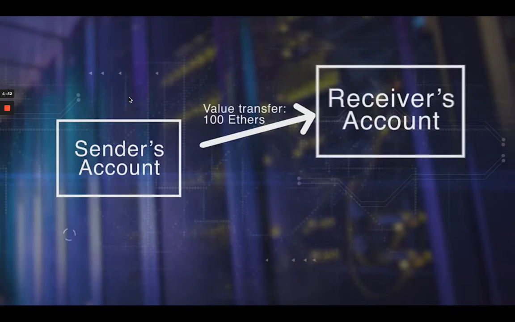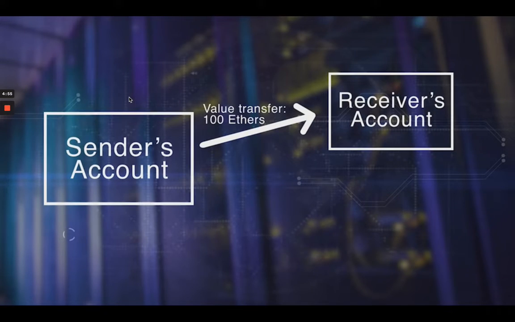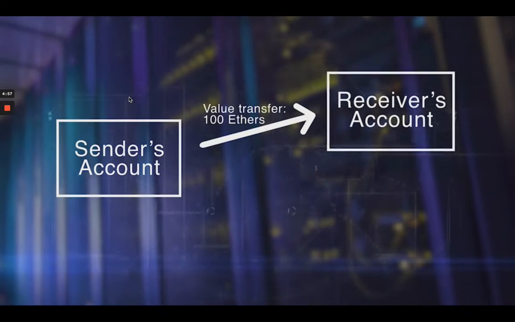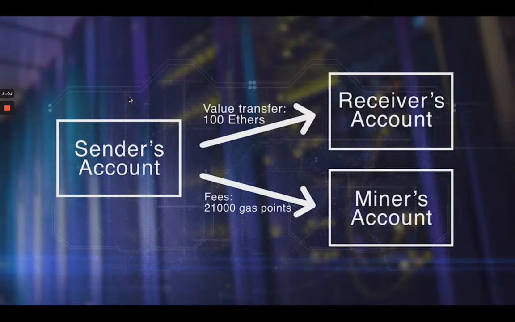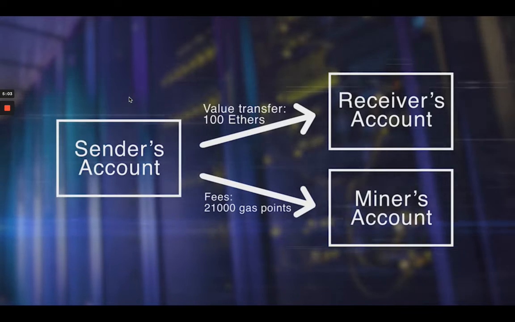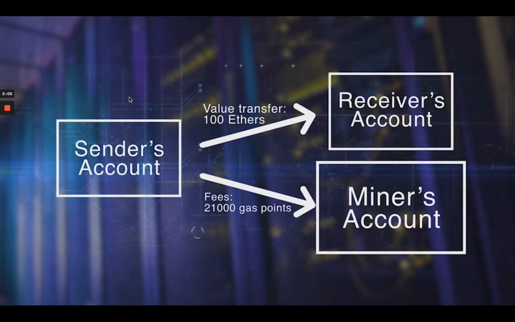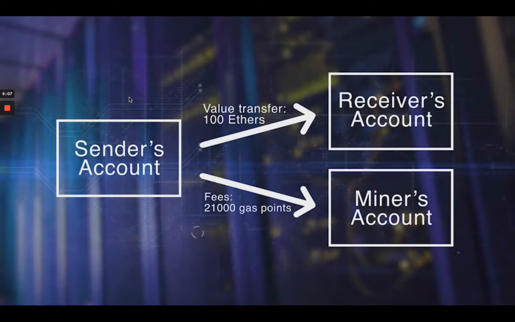For a simple ether transfer, the amount to transfer and the target address are specified along with the fees or gas points. The amount and the fees are transferred to their respective accounts. Here we illustrate a transaction of 100 ether transfer between the sender's and receiver's accounts. Note that besides this transfer, 21,000 gas points are paid to the miner who added the transaction block to the blockchain.